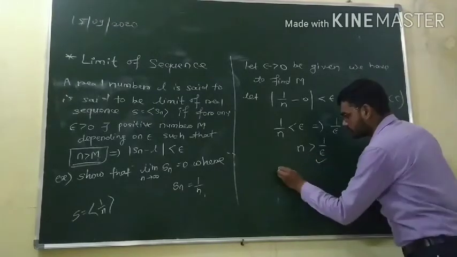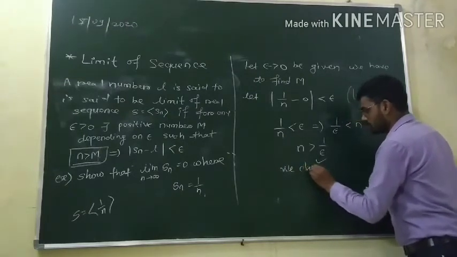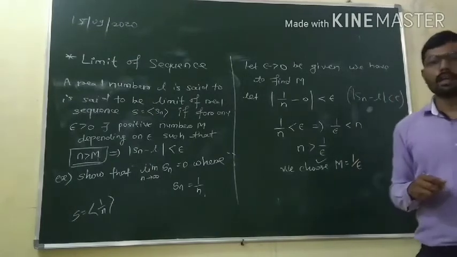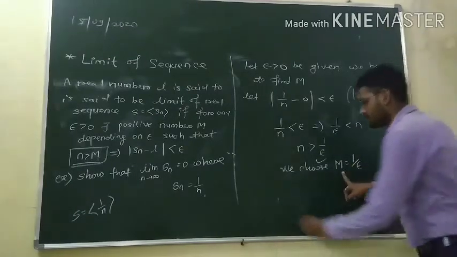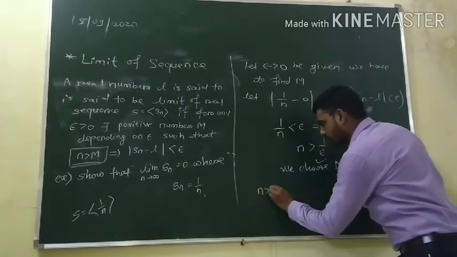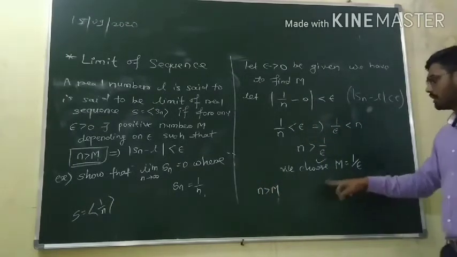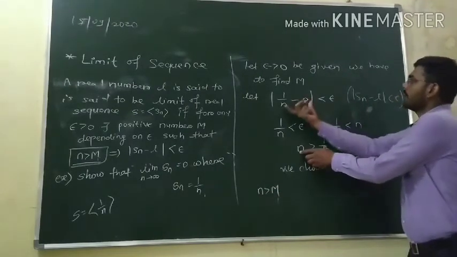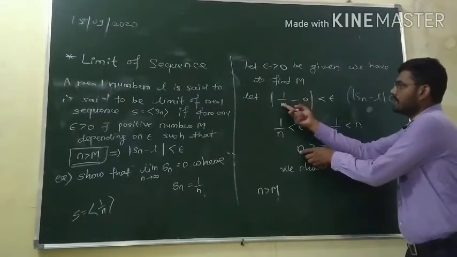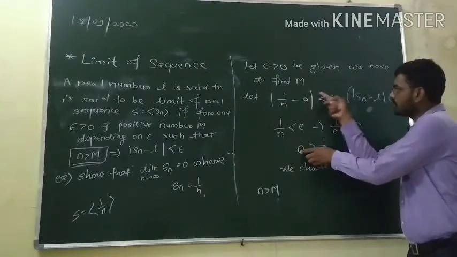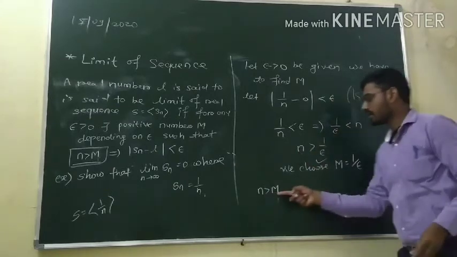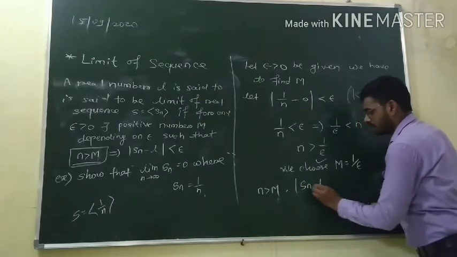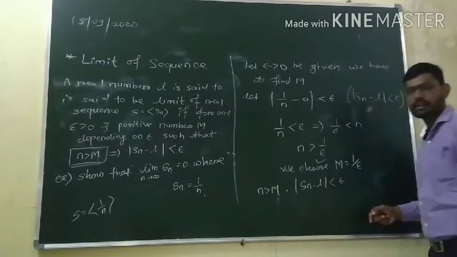So we choose m is equal to 1 by epsilon. Why? So whenever n is greater than m, which is nothing but 1 by epsilon, we get the difference between Sn and the limit, which is 0, less than epsilon. So whenever n is greater than m, the difference between Sn and L becomes less than epsilon.